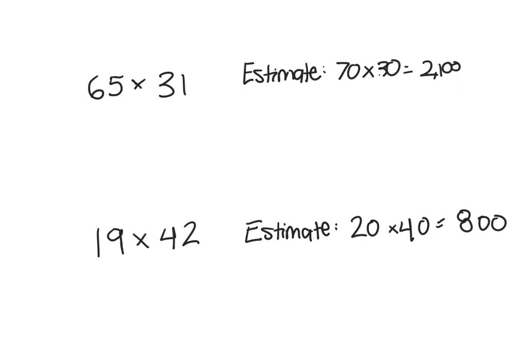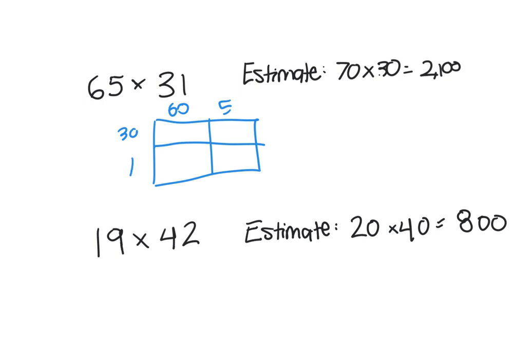So let's use the area model to solve this problem. So we're going to start by breaking up 65 into 60 plus 5 and 31 into 30 plus 1. All right, 3 times 6 is 18, and bring over my 2 zeros. 5 times 3 is 15, add 1 zero. 5 times 1 is 5, 6 times 1 is 6, well, 60 times 1 is 60.